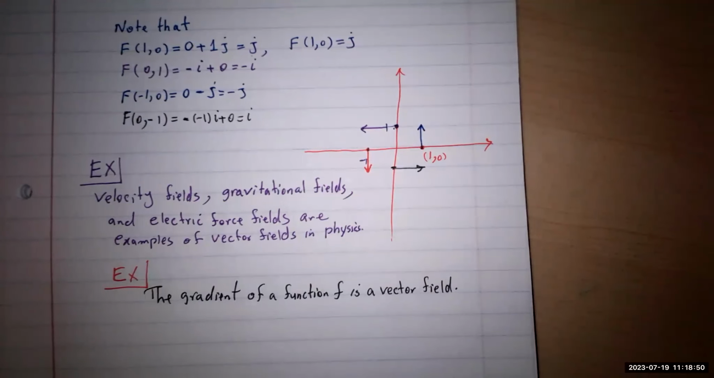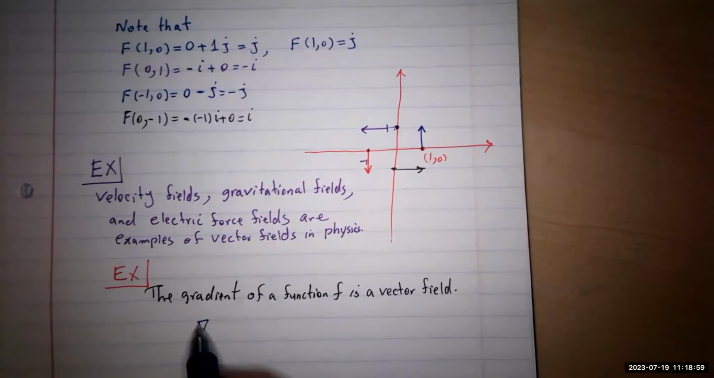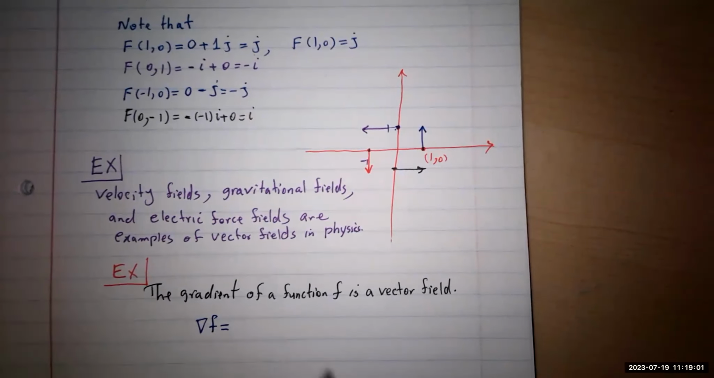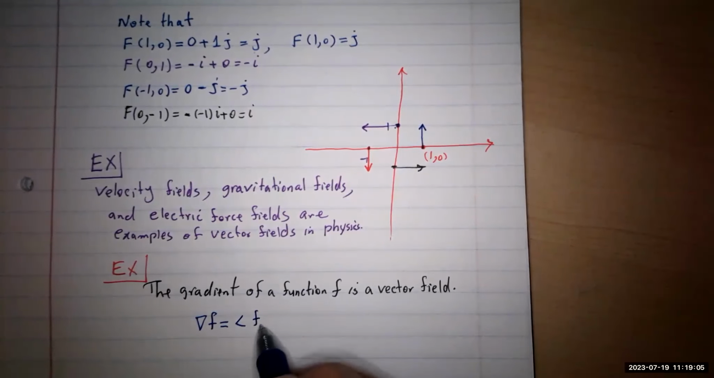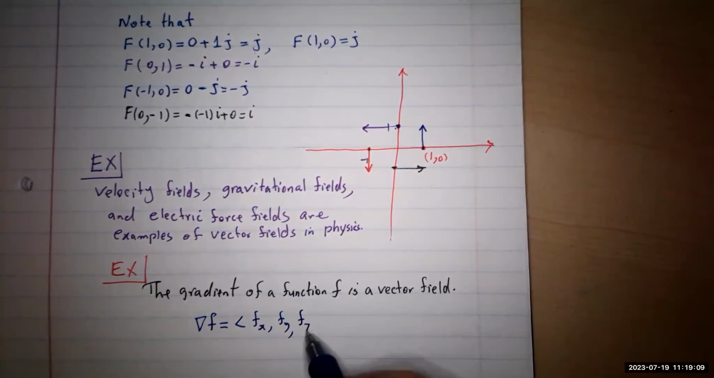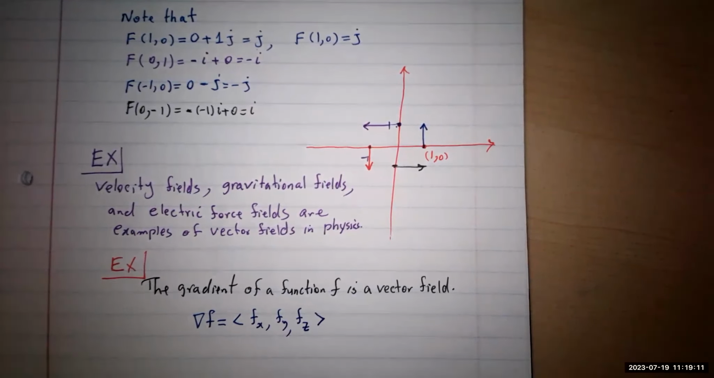And you know the definition of the gradient, what was it? Remember, the gradient is this one, the grad of f. The grad of f was a vector with components: partial of f with respect to x, partial of f with respect to y, and partial of f with respect to z.